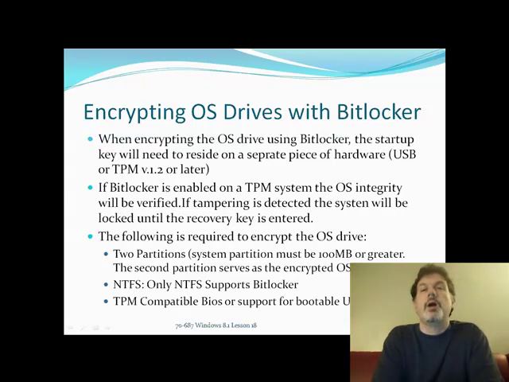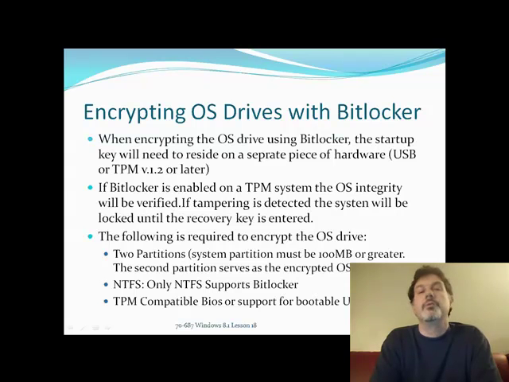Now, when encrypting the operating system drive using BitLocker, the startup key is going to need to reside on a separate piece of hardware. This could be your USB key or the TPM module, provided you're running version 1.2 or later. If BitLocker is enabled on a TPM system, the operating system integrity will be verified prior to booting to the operating system. If tampering is detected, the system will be locked and a recovery key will be required to gain access to the data and the operating system components.